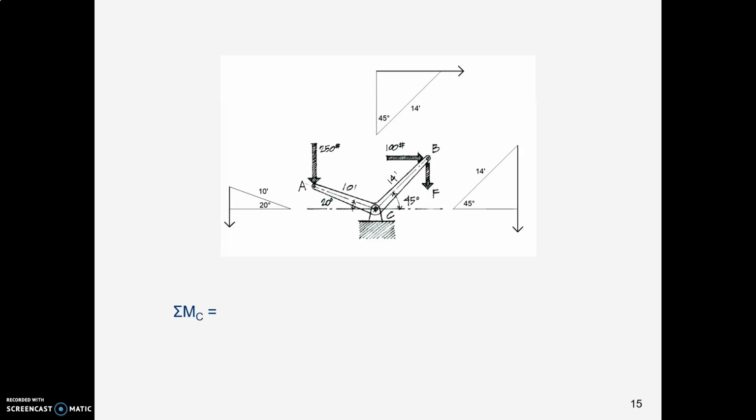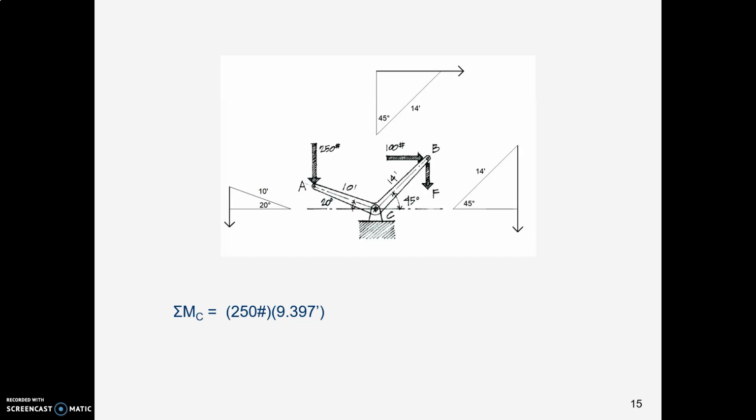So the sum of all moments around C, what have we got? And remember, moments are force times distance. So starting at the left and working to the right, we've got that 250-pound force, and I hope you found a distance of around 9.4 or 9.397, and that was a positive moment.